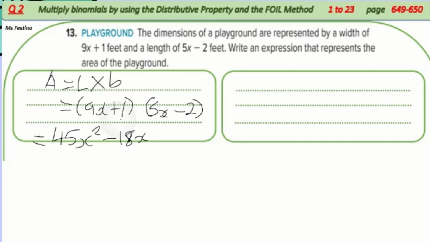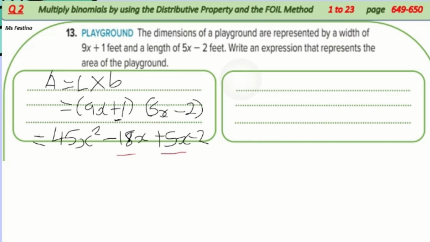So now we can multiply everything by 1. So 1 multiplied by 5x gives you plus 5x, and then 1 multiplied by negative 2, positive and negative give you negative, so you have negative 2. Then you can group your like terms to simplify. So 45x squared has no like term, I'm going to write it as it is, but I have negative 18x here and 5x, so I'm going to simplify there.